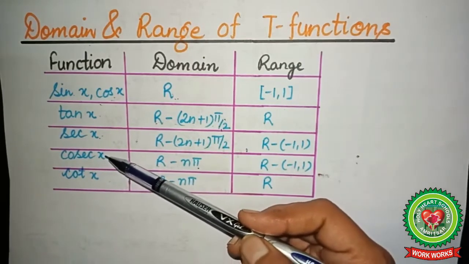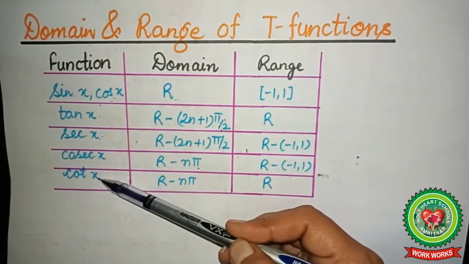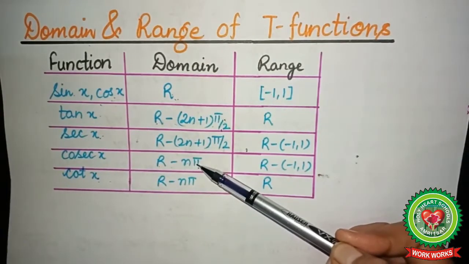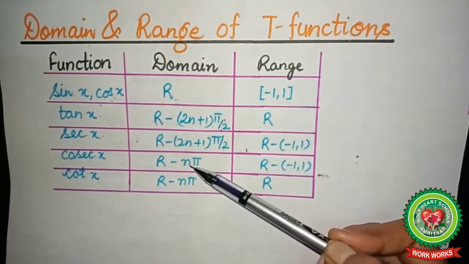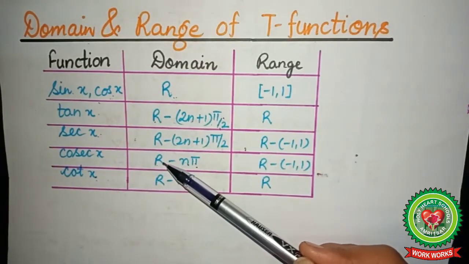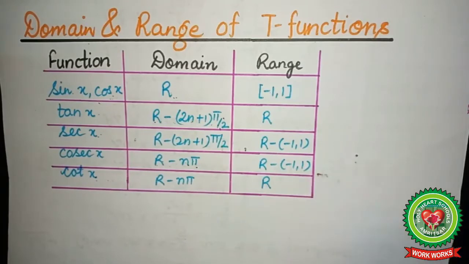Now the last two functions are cosecant x and cot x. These two functions are defined for all the real values except at the multiples of pi. So here multiples of pi are subtracted from the real values. So cosecant x and cot x have the domain R minus n pi and R minus n pi.